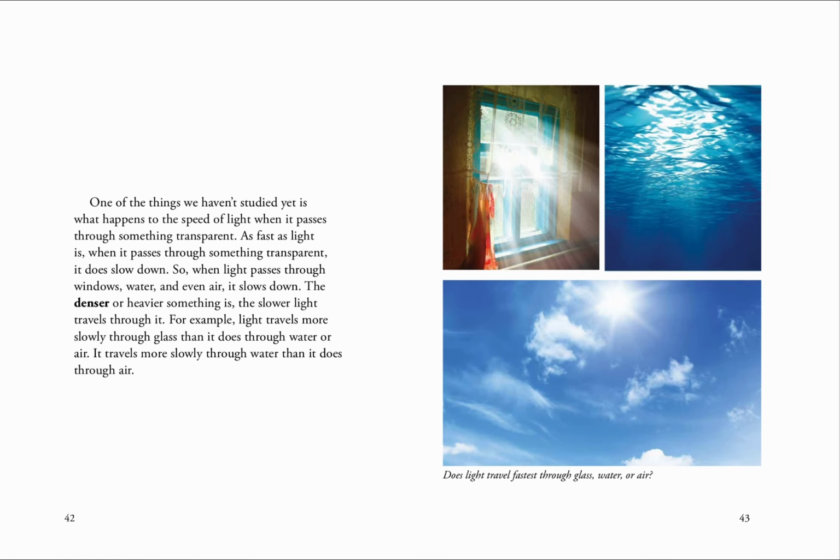One of the things we haven't studied yet is what happens to the speed of light when it passes through something transparent. As fast as light is, when it passes through something transparent, it does slow down. So when the light passes through windows, water, and even air, it slows down. The denser or heavier something is, the slower light travels through it.